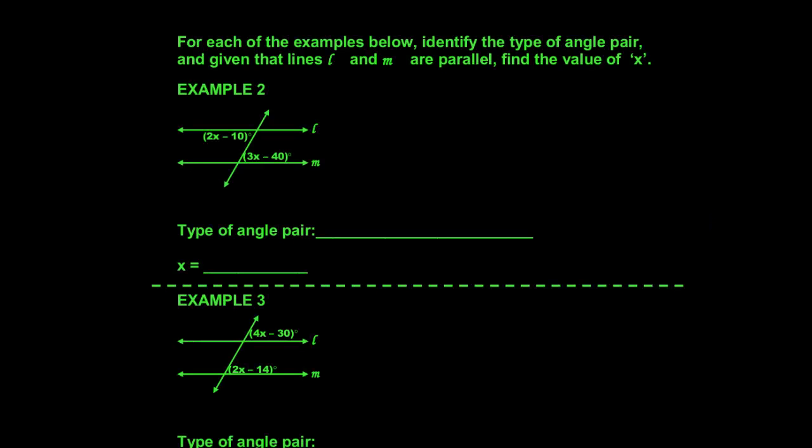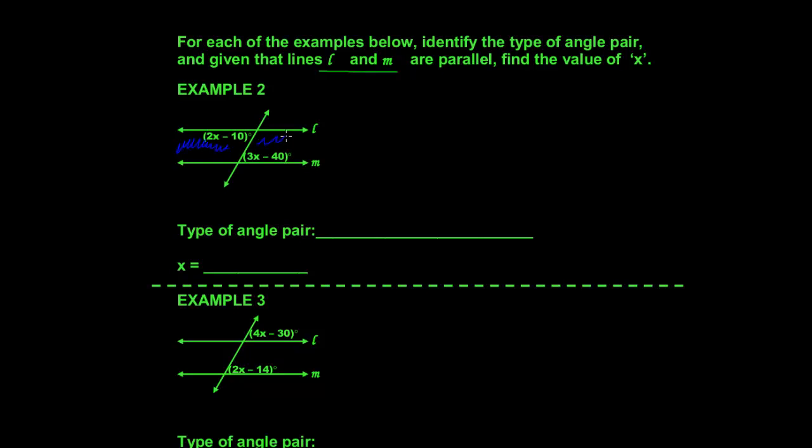Alright, so now let's move on to the second page of our notes. Here it says, for each of the examples below, identify the type of angle pair, and given that lines L and M are parallel, that's our key word right there. We know that L and M are parallel now. Find the value of x. So here are our algebraic expressions. Quickly, I'm going to come over here. I'm going to mark here at example 2.